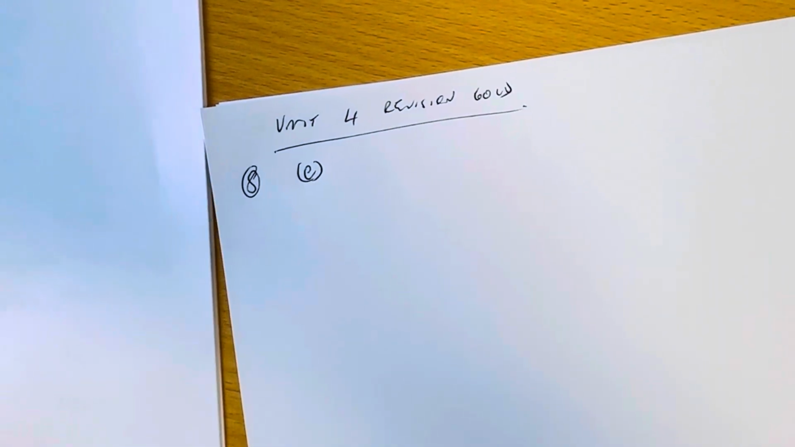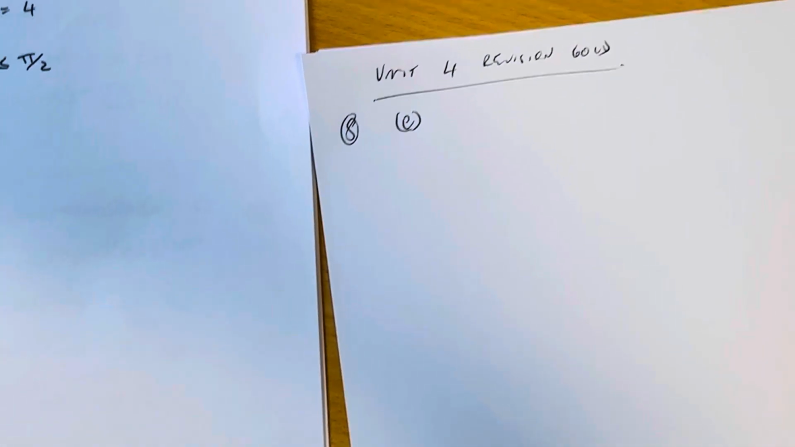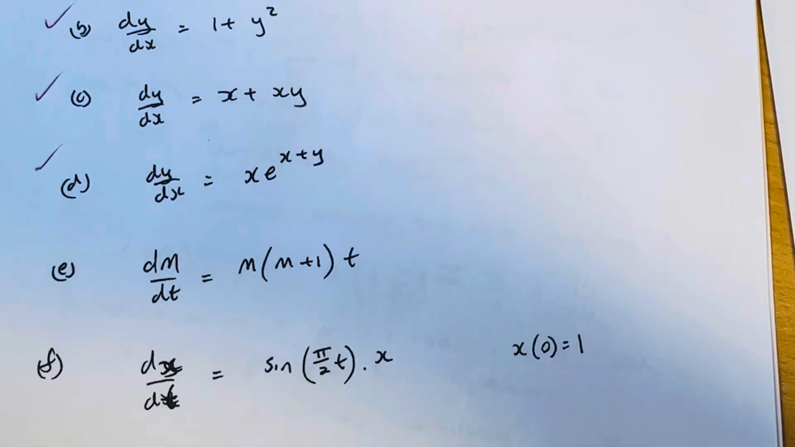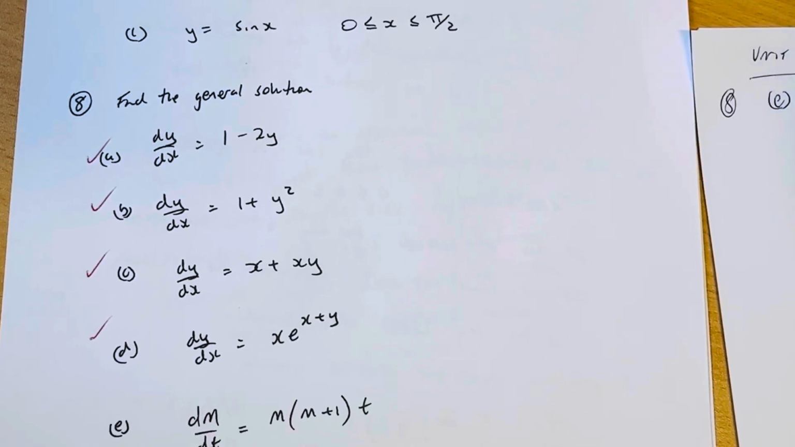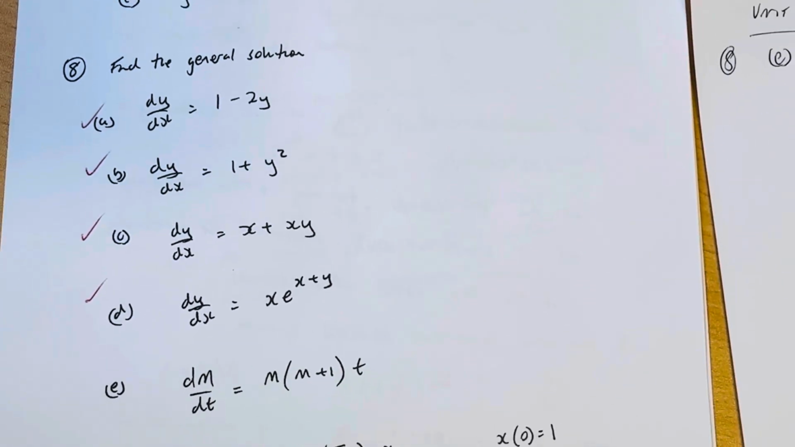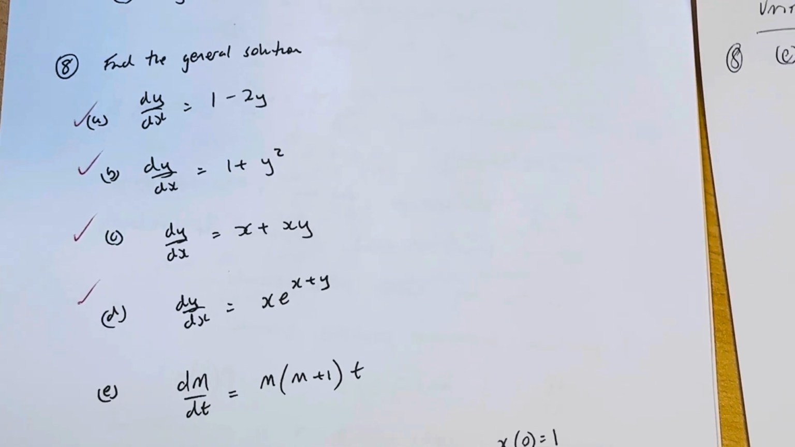Unit 4 Revision Gold, question 8e. In this video we'll just do 8e alone because it's quite a long one. dm/dt equals m plus 1 t.